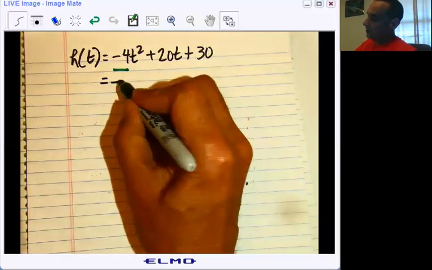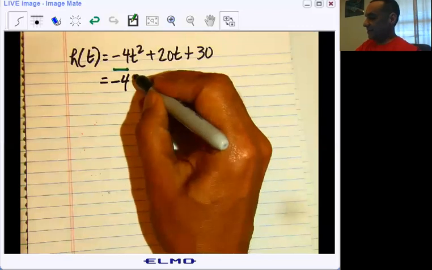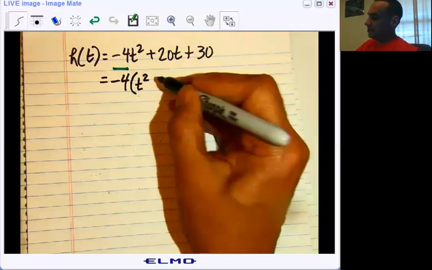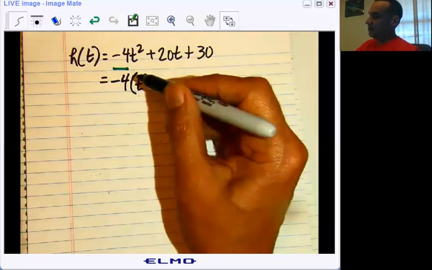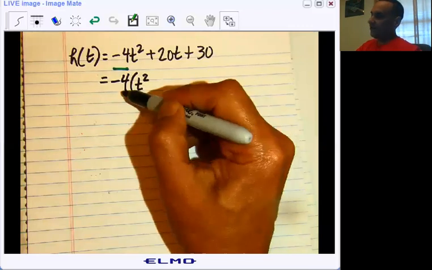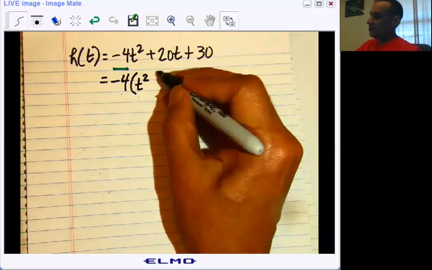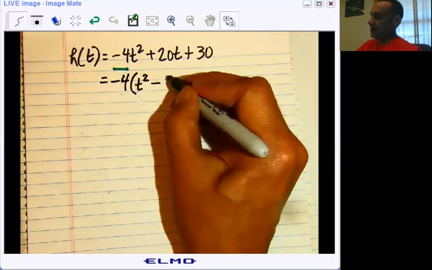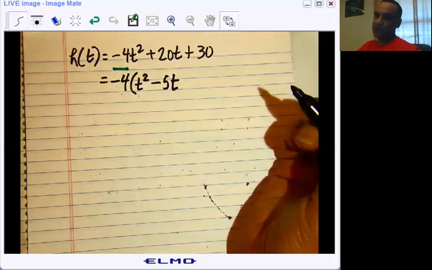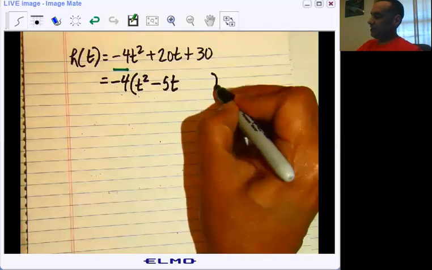I know personally I'm going to have to pull out the -4. And what's going to happen is I'm going to create a binomial expression. -4 is factored out of -4t squared, and I'm going to have t squared. Now, when I factor a -4 out of a 20, -4 times -5 is 20. So I have to change positive to negative. And then I'm going to put plus 30.